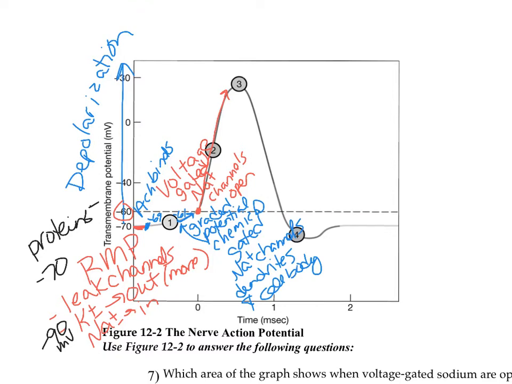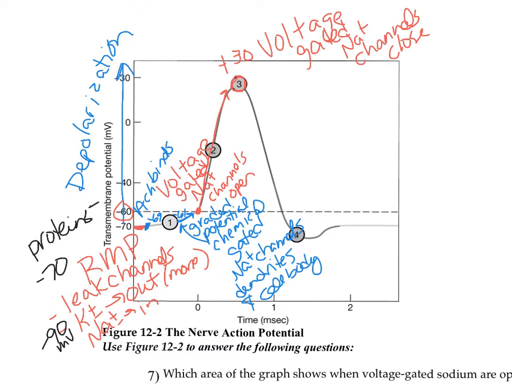And then we hit the peak here because positive 30 is another voltage that these voltage-gated channels are sensitive to. So at positive 30, what happens to the voltage-gated sodium channels? Yep, so voltage-gated sodium channels close. And what happens to our voltage-gated potassium channels? Voltage-gated potassium channels open.